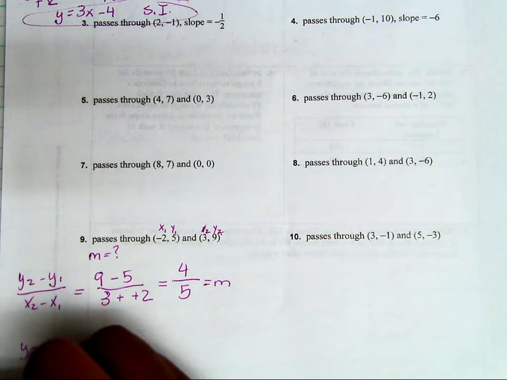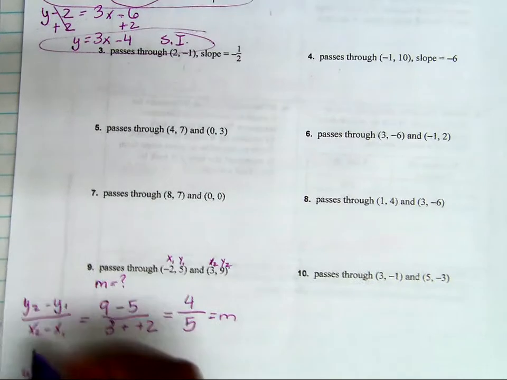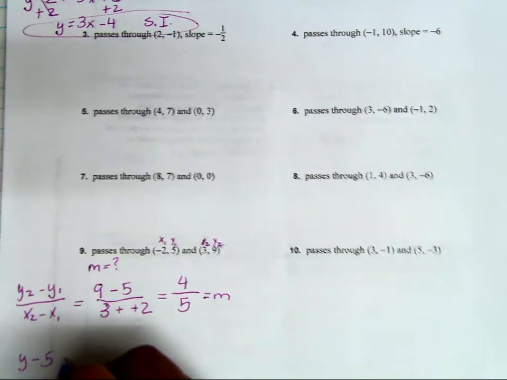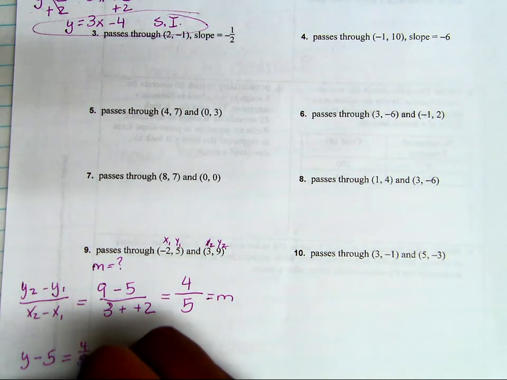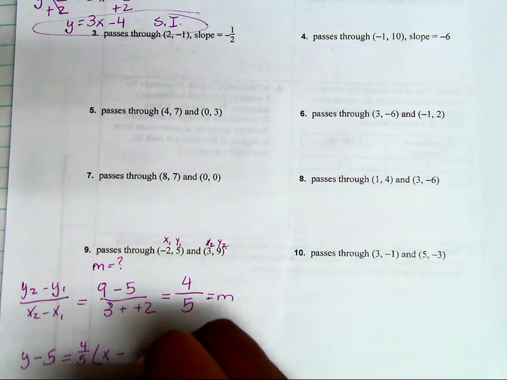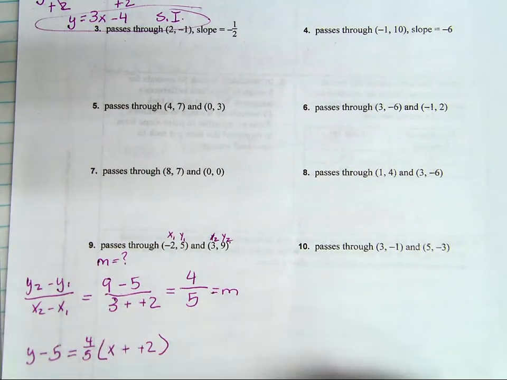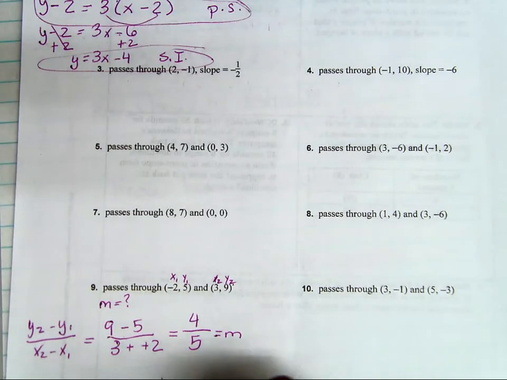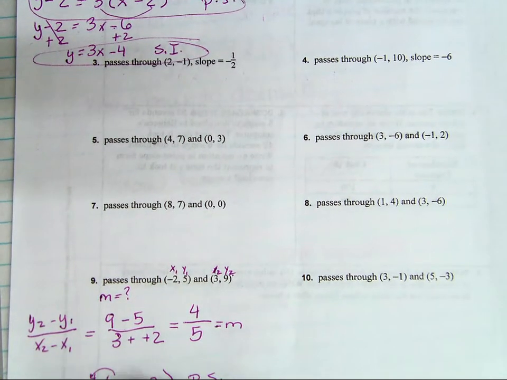Y minus Y1. My Y1 here is 5, equals M, so 4 over 5, times the quantity of X minus X1, so that's a -2. I can rewrite this. I know that's a plus and that's a plus. Let's do it again. We're going to distribute. So this is my point slope. Let's distribute.